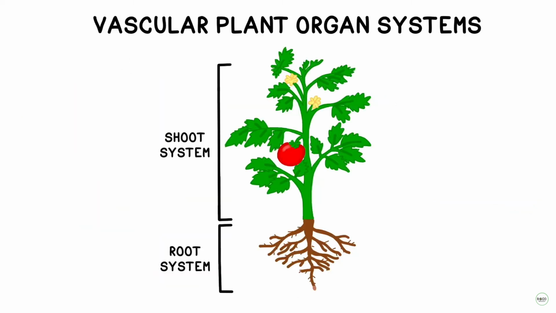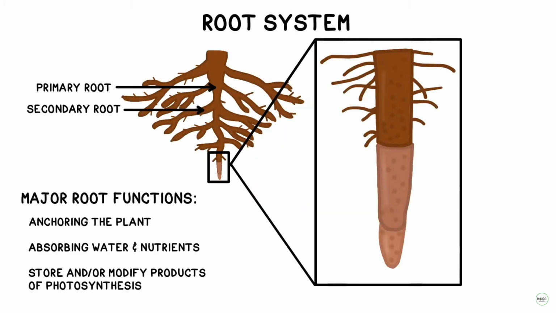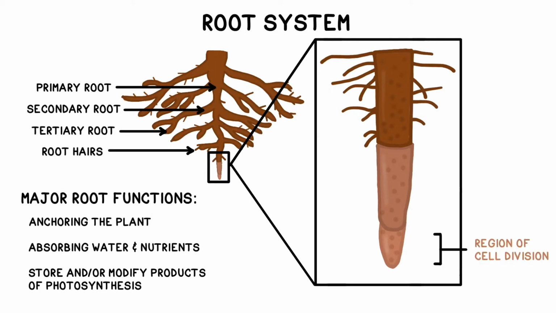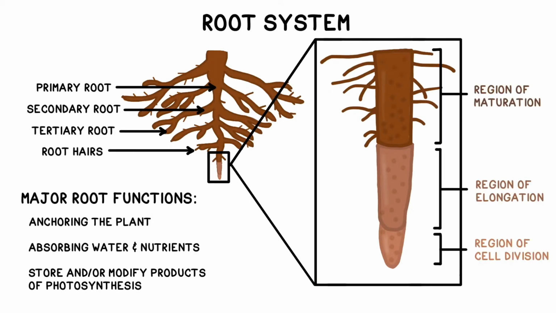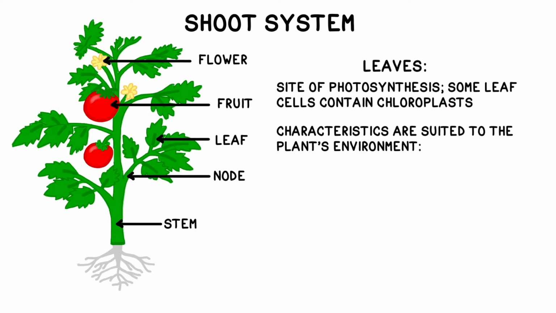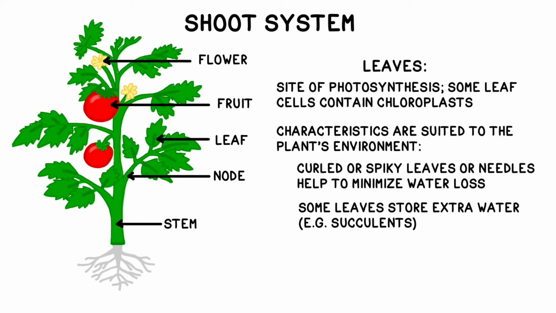So, in summary, vascular plants have two major organ systems, the root system and the shoot system. Within each organ system, there are a number of useful structures that help the plant to absorb what it needs from its environment and/or to perform photosynthesis.